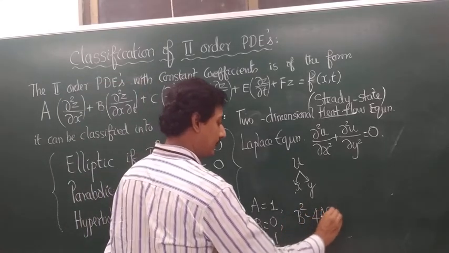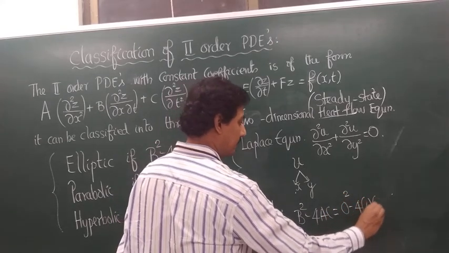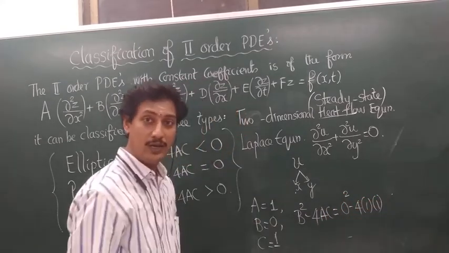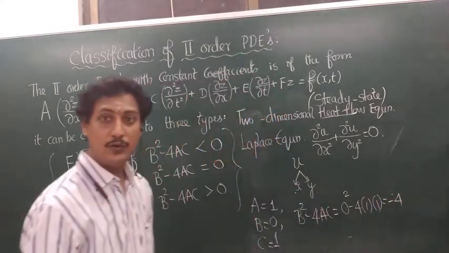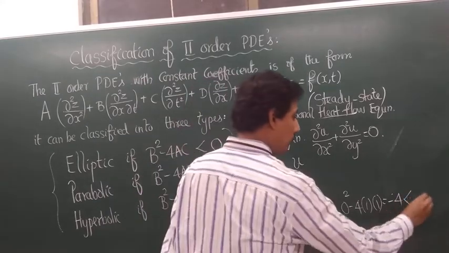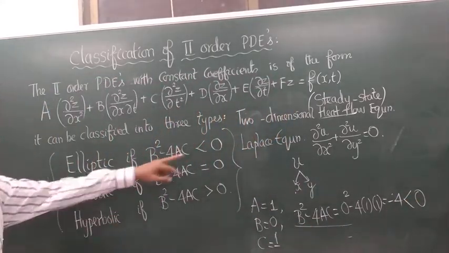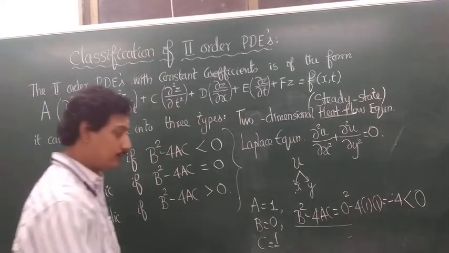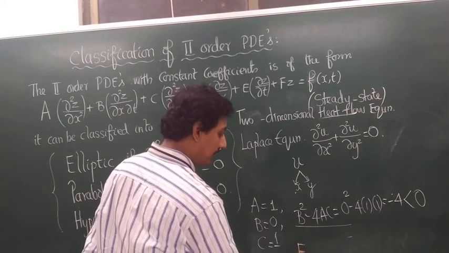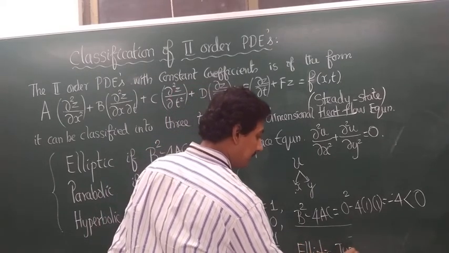Now what about the B squared minus 4AC value? B squared is 0. So 0 squared minus 4 into 1 into 1. So the answer is minus 4. Minus 4 is negative. So B squared minus 4AC is negative. So we call the equation elliptic type. This is the example for an elliptic type equation.